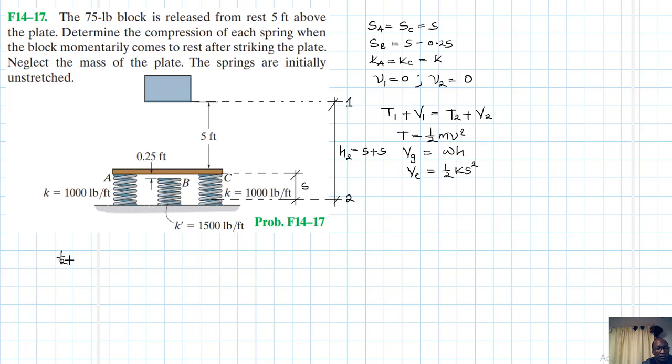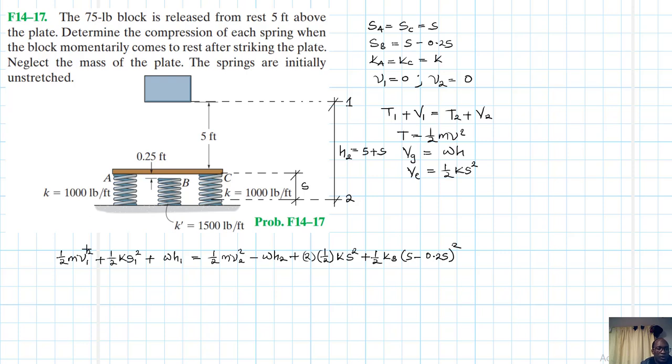Alright, so let's write everything else. We have half m v1 squared plus half k s1 squared, plus W h1, is equal to half m v2 squared, plus minus W h2, plus 2 of them which are similar, half k s squared, and then plus half k_B times (s minus 0.25) squared.